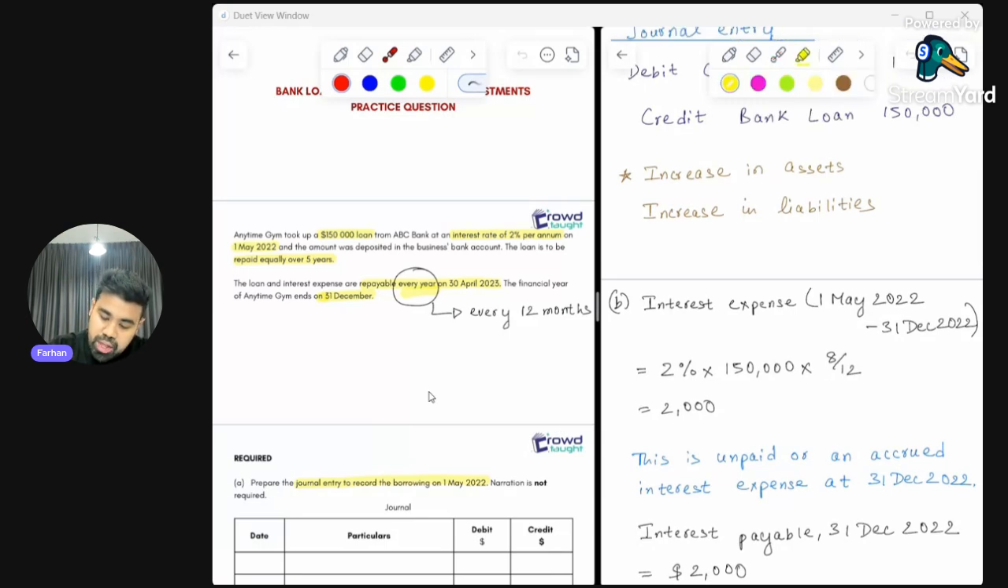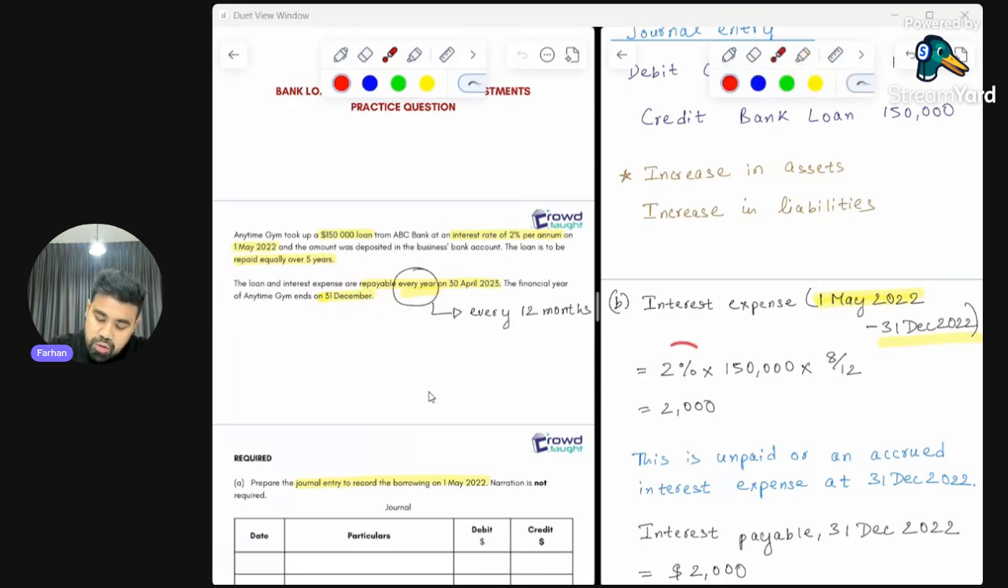So we can calculate the interest expense from 1st of May 2022 until the end of 31 December 2022, which is the end of the financial year of this business, okay? So we are calculating the interest expense for the 8 months from May 2022 until December 2022. So how can we calculate it?